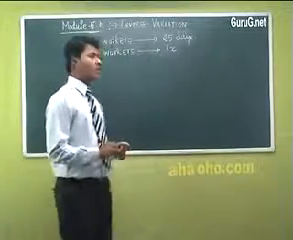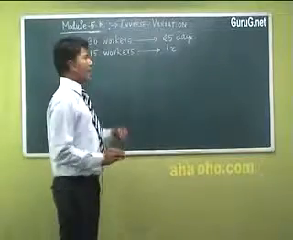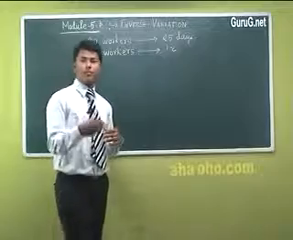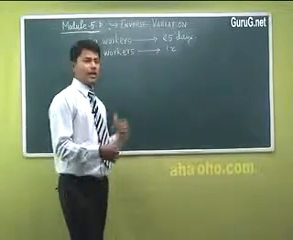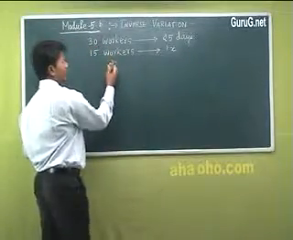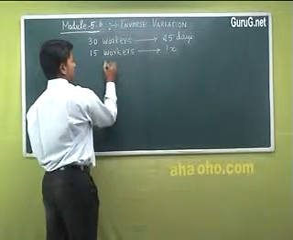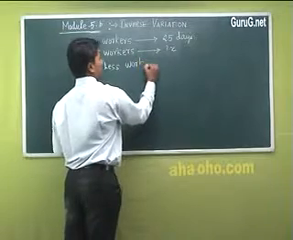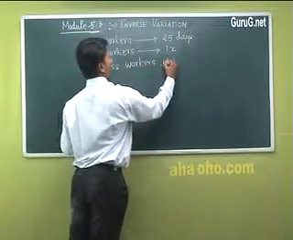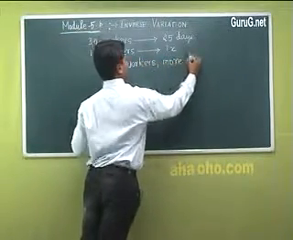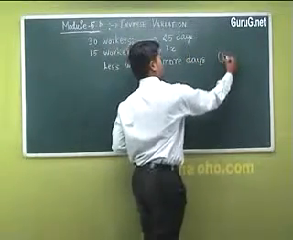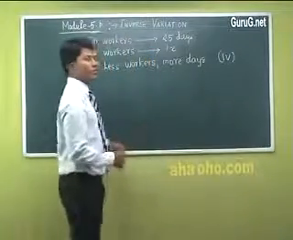In inverse variation, we have seen as the number of workers increases, the number of days will decrease. In this case, the number of workers reduces. That is, less workers, more days. This is an example of inverse variation.